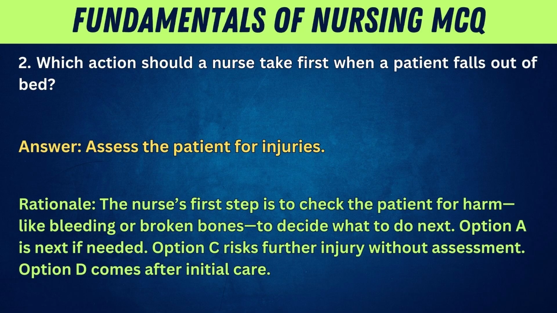Rationale. The nurse's first step is to check the patient for harm, like bleeding or broken bones, to decide what to do next. Option A is next if needed. Option C risks further injury, without assessment. Option D comes after initial care.